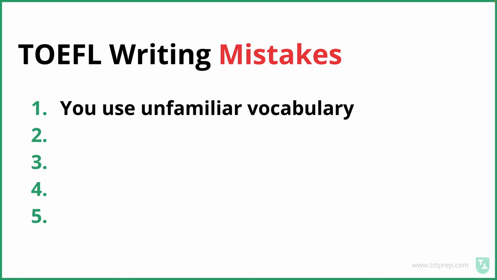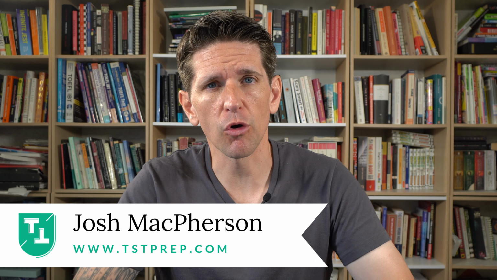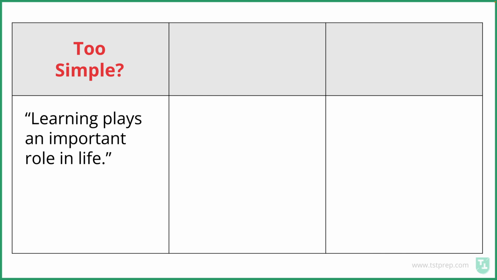TOEFL writing mistake number one is that you use unfamiliar vocabulary. So this problem might be an issue for you, that you feel like you need to use more complicated vocabulary, that your vocabulary is too simple, and if you only knew a few more words, some more complicated vocabulary, your score would improve. This could be true, but one thing that happens often is that people will start using unfamiliar vocabulary. Let me give you an example.